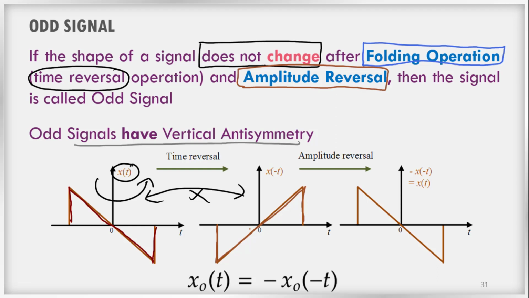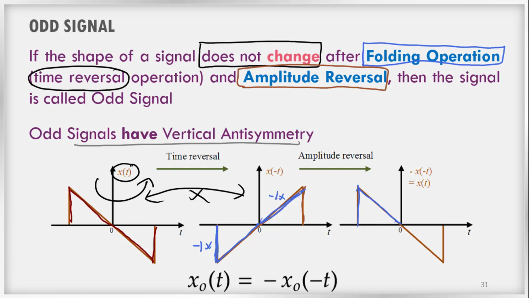What is my amplitude reversal? I am going to multiply this part with -1, right? -1 into this part. So what happened? It will become positive. Already it is negative, and I am multiplying with -1, so it will go into positive, right? So all this part will go to positive. So I will get this part as positive, and here I will again multiply this part with the -1.